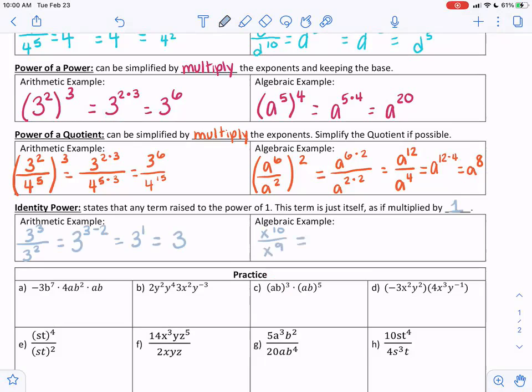I would get x to the 10 minus 9, which would be x to the 1st, which would just be x. Excuse me, I wrote the wrong thing there. Doesn't matter that it had an exponent, we just write the variable. All right, so let's go ahead and look at the practice.